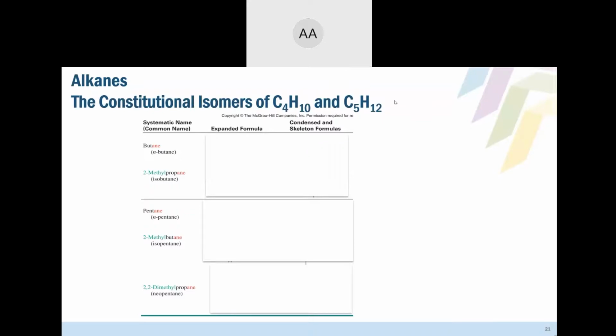So, let's have a look and see how you do with this task. We've got alkanes, constitutional isomers of C4H10 and C5H12. You've been given the systematic names there, and I want you to take, let's say, just 10 minutes to see if you can come up with the expanded formula. So remember, in the expanded formula, you're going to show all bonds and all atoms. Take 10 minutes now and see if you can come up with the answers for the expanded formula of the constitutional isomers of C4H10 and C5H12.